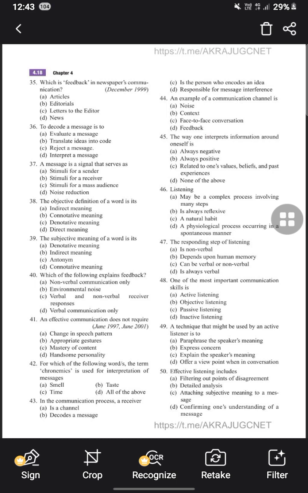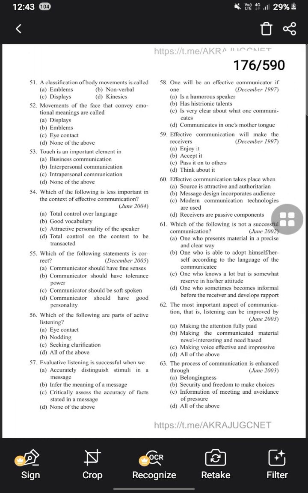A technique that might be used by the active listener is what? That is paraphrasing the speaker's meaning. Effective listening includes, 50 is D, confirming one's understanding of a message. A classification of body movement is called kinesics, movement of the face that conveys emotions. 52 is A, that is display.